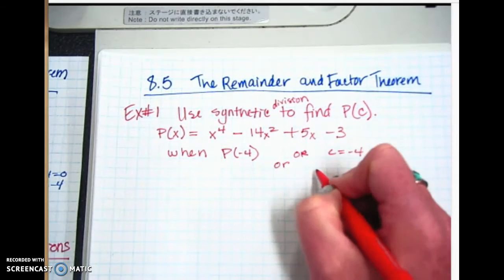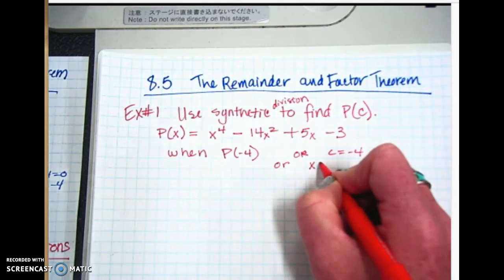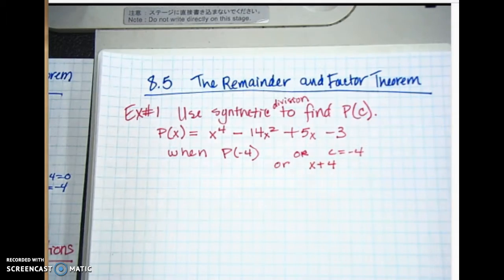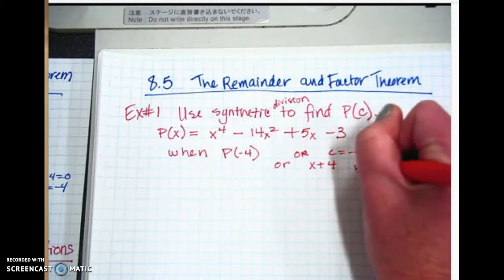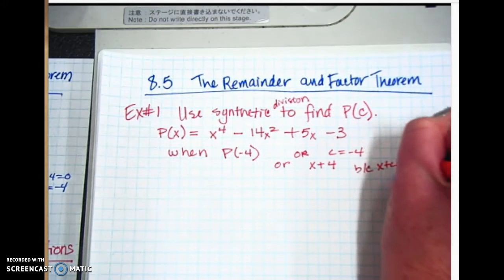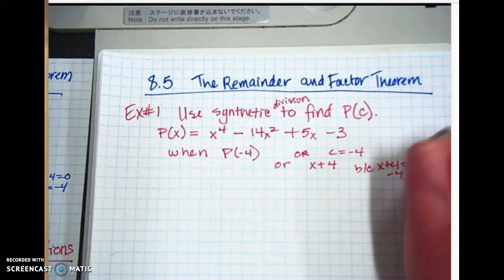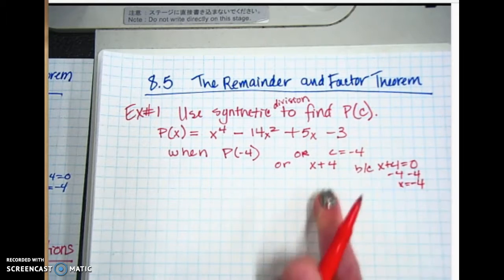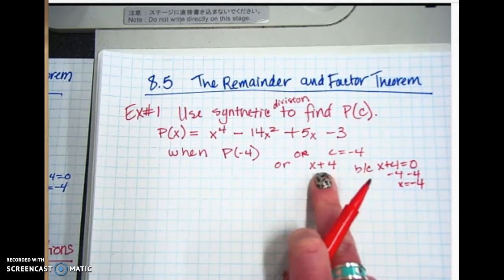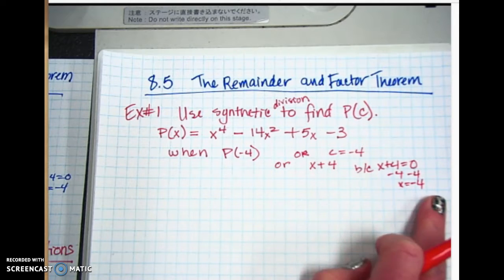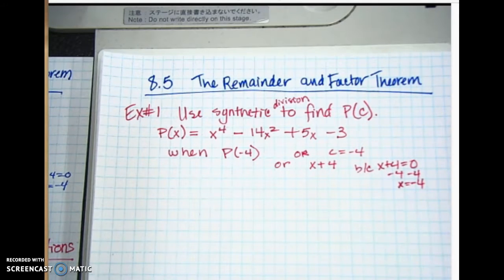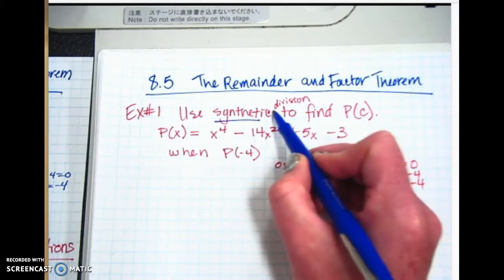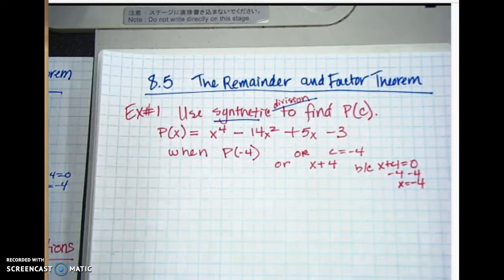Or they might say x plus 4, which means you would set it equal to 0, subtract 4, and you'd get the -4. So if they give it to you as an algebraic expression, set it equal to 0 and solve, which most of you have figured out by now. It's just the opposite of whatever that number is, unless there's a coefficient, then it's going to be a fraction.